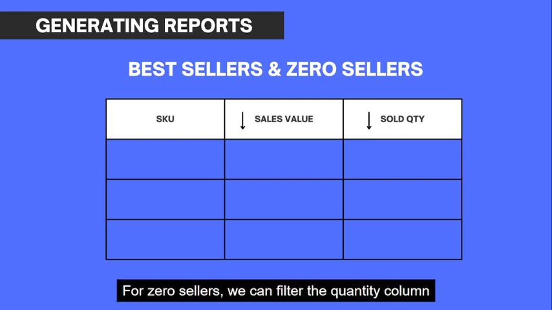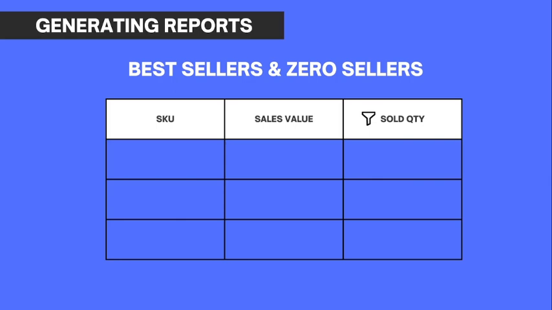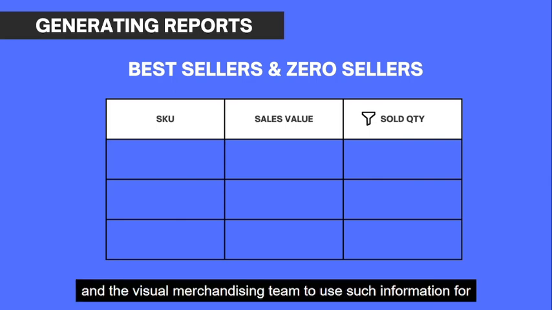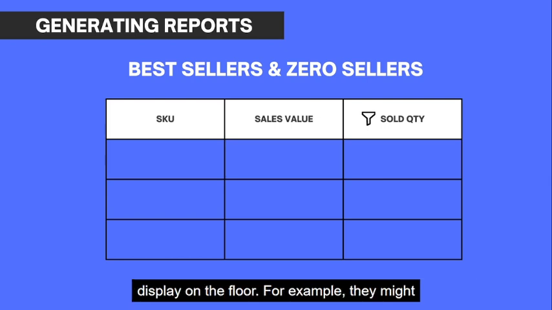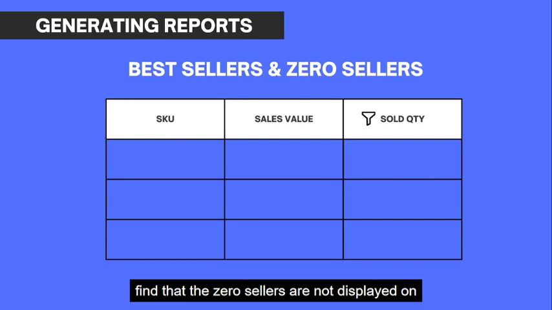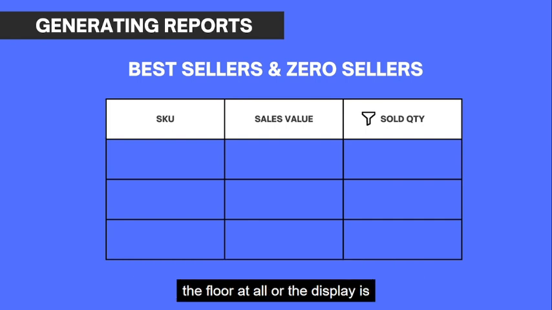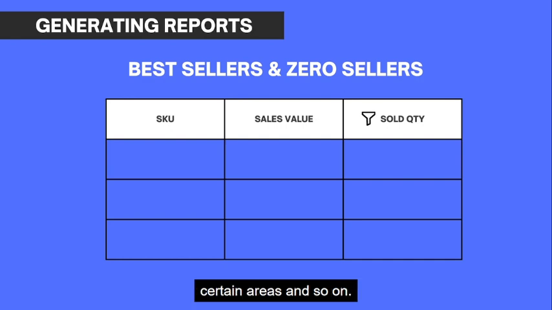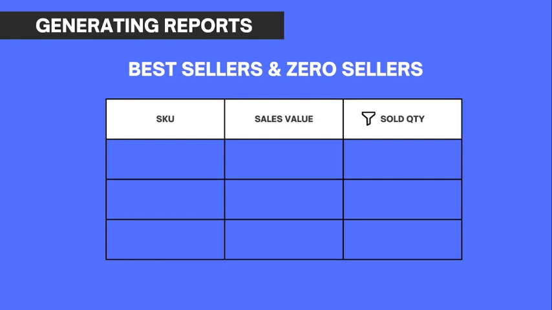For zero sellers, we can filter the quantity column to include only zero value. These reports are then shared with the store teams and the visual merchandising team to use such information for display on the floor. For example, they might find that the zero sellers are not displayed on the floor at all, or their display is hidden, so they can test other displays for it. The best-selling items could also be highlighted in certain areas, and so on.